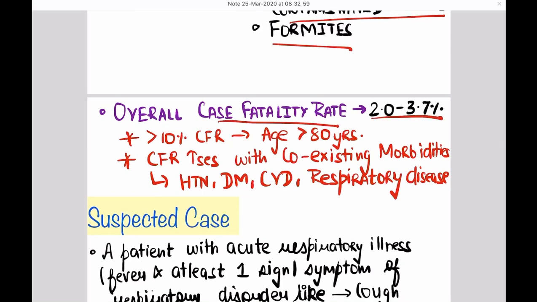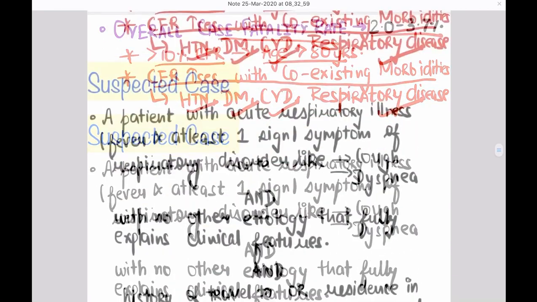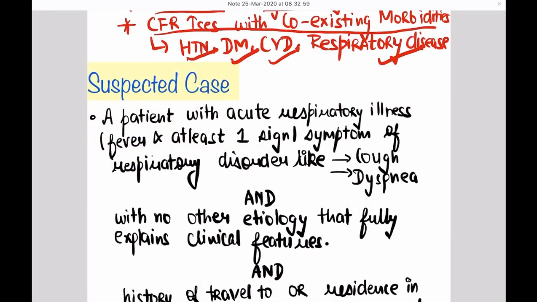The fatality rate increases as the age progresses, so the fatality rate is more than 10% when the age is greater than 80 years. The case fatality rate also increases with coexisting morbidities like hypertension, diabetes mellitus, cardiovascular disease, or respiratory disease. Now, how will you define the suspected case?